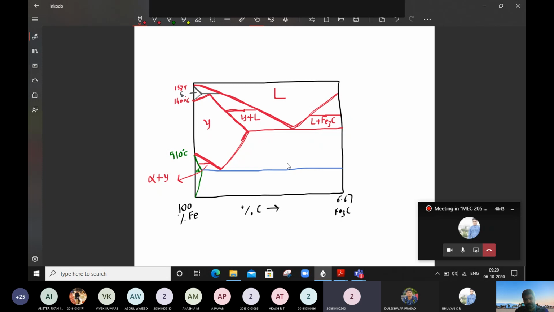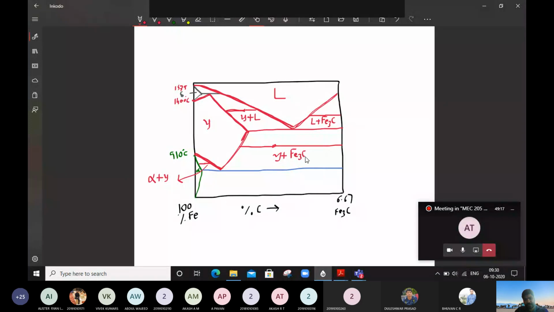Yes, Arjun, tell me what are the phases present in this region? So gamma plus Fe3C. Because if you take any point here, draw a line like this, this is nothing but gamma. So gamma will be there, plus, if you draw a line like this, it will cut Fe3C here. So gamma plus Fe3C will be here. Simply you have to follow the technique.